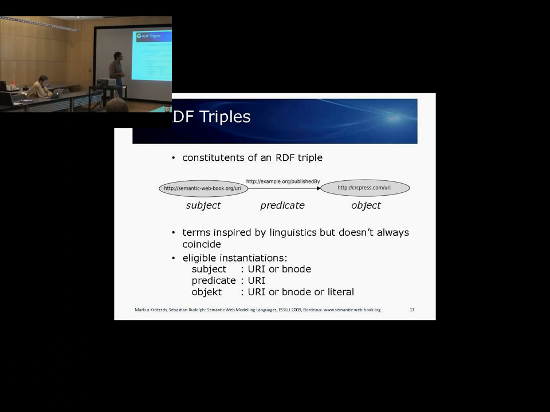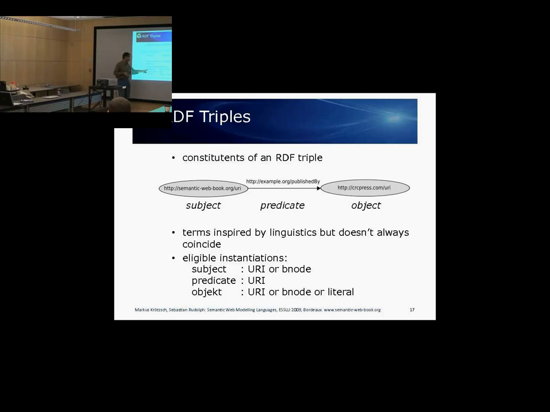These RDF triples have three constituents, which I mentioned before: the subject, predicate, and object. In very elementary English grammar, they teach you that the subject is the thing about which a statement is made, and the predicate is what is being said about that subject. It follows entirely the same philosophy. The subject is the thing about which you are making a statement. Like in this case, you're making a statement about this particular URI, that it is published by a particular publisher. So it follows the same philosophy as most of us learned in early schooling. Like I mentioned, the term is inspired by the English linguist, but it doesn't always coincide, because I don't think there was any discussion of a thing called an object, which represents the value for that particular property or predicate.